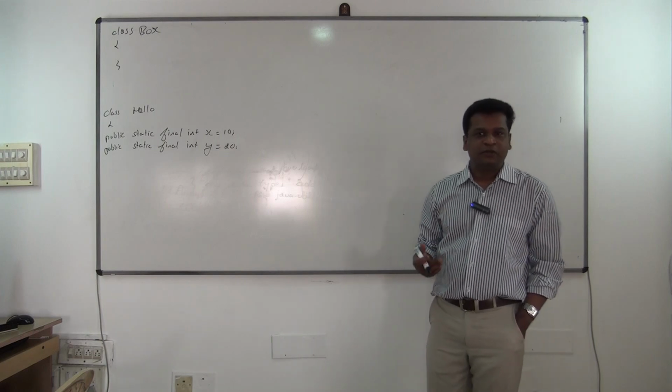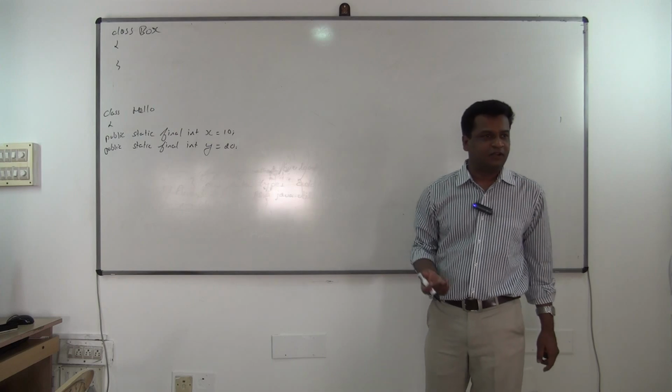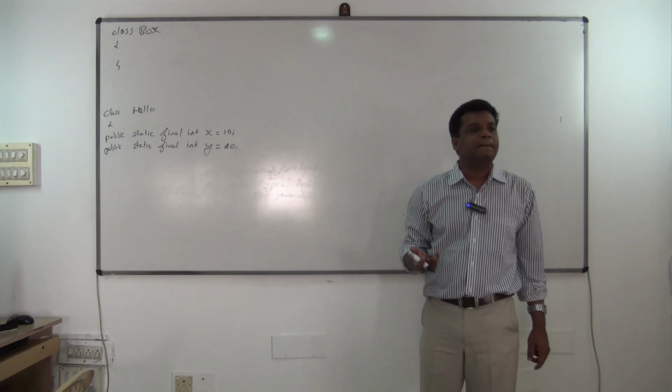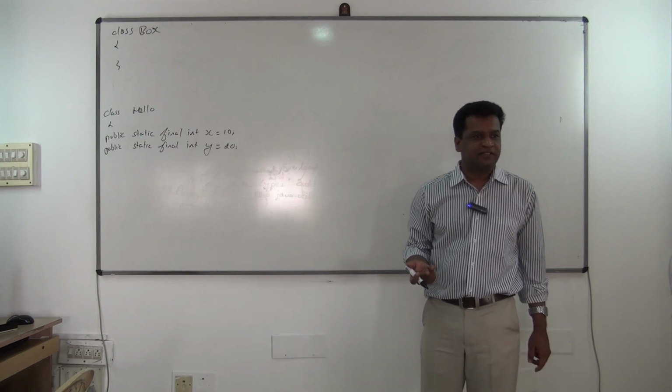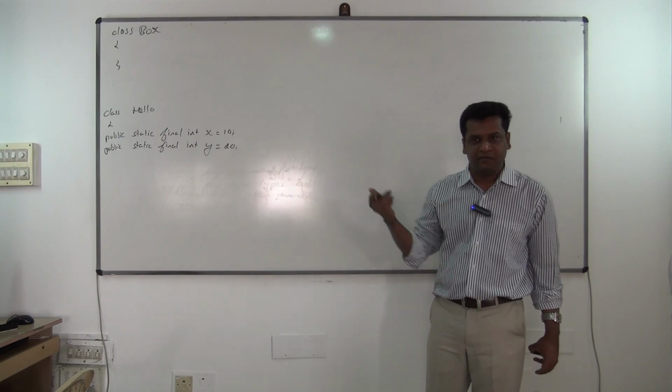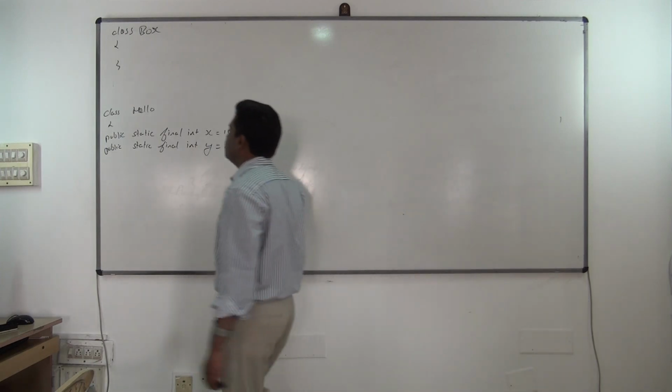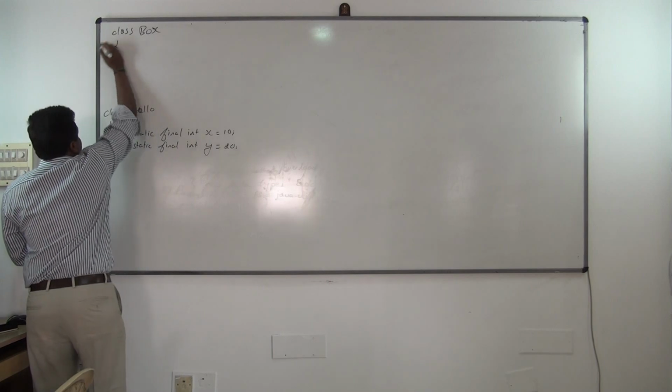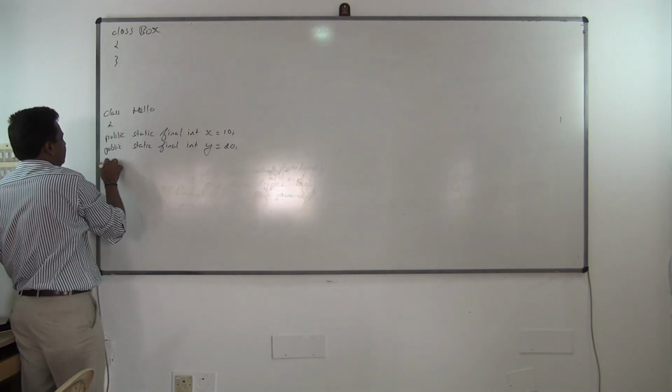Box B is equal to new box. I can create an object also, but the only thing is you can't access any member. You cannot access any member because there are no members present, but it is valid code. Okay, fine now. So now see, if I want to define my constant, right now, see here, this is it.